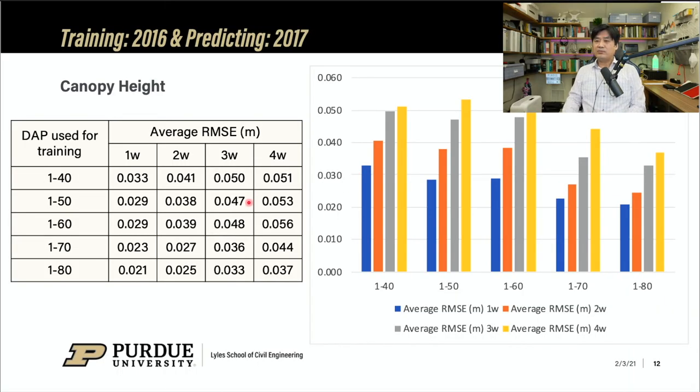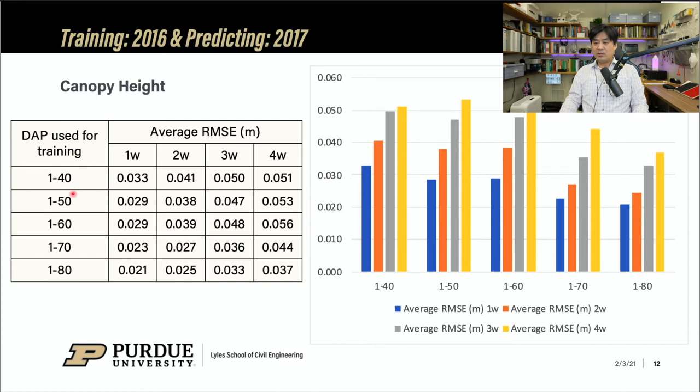This is an example of using 2016 as a training data set and trying to predict growth for 2017 cotton. When we used the first 40 days of UAV data from 2017 and tried to predict a week ahead of growth, the mean square error says that you can expect about 3 centimeter error to predict one week of growth. If you want to predict two weeks ahead, it's going to be 4 centimeters. Three weeks ahead is going to be 5, and four weeks ahead is about 5 centimeters. So as you try to predict farther away, the error increases, which is obvious, but 3 centimeters a week ahead looks pretty reasonable or good enough.